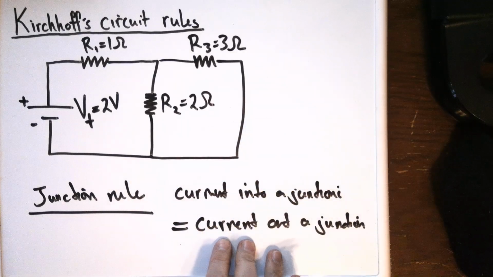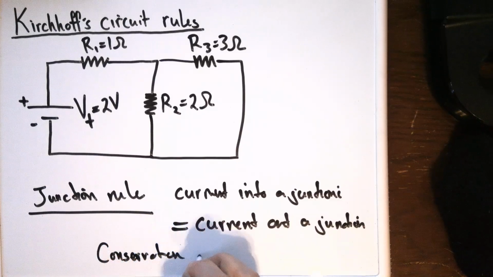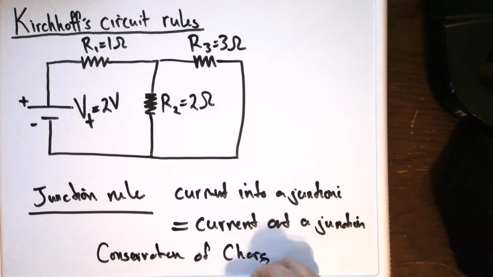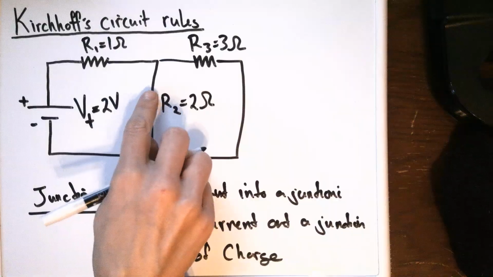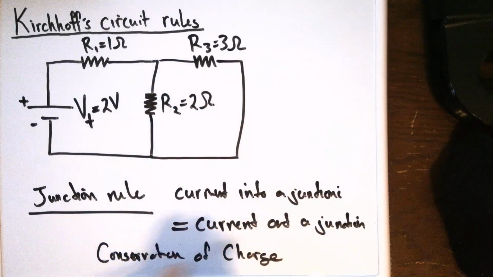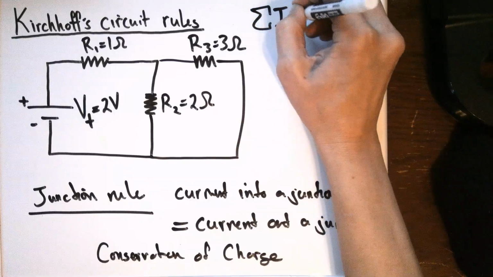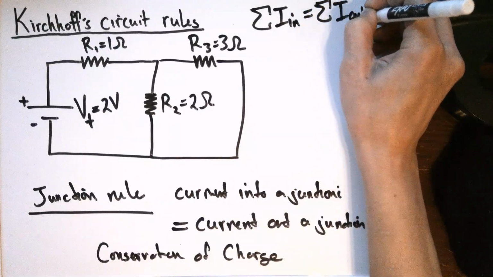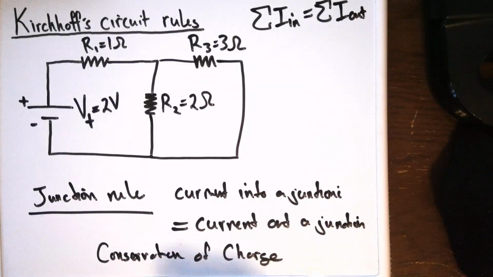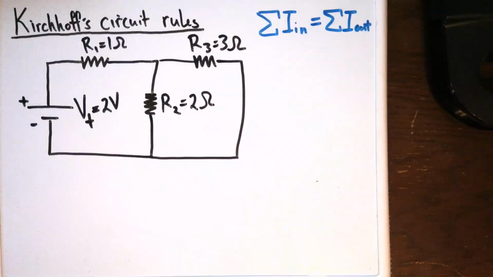So the junction rule. And I claim the junction rule is actually just conservation of charge. And I'm going to leave it for you to think about why that should be so. If you think about all the current that's going in to a junction has to equal all the current coming out. We can write this a little more succinctly as the sum of all the current into a junction equals the sum of all the current that's coming out of a junction. So that's the junction rule. Okay, I rewrote the junction rule more neatly and in a prettier color.